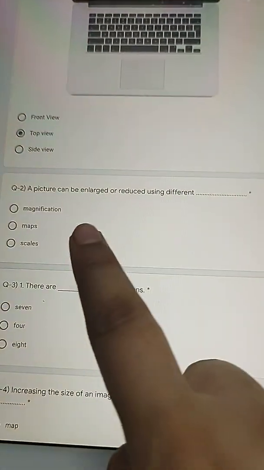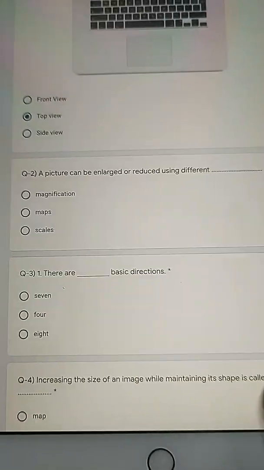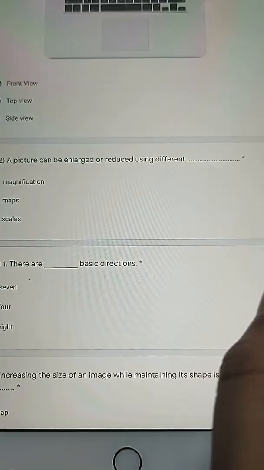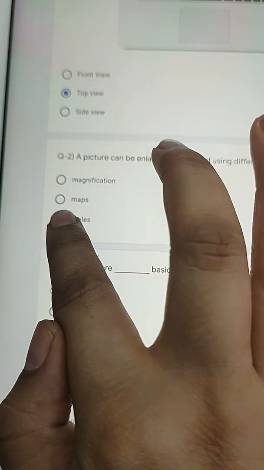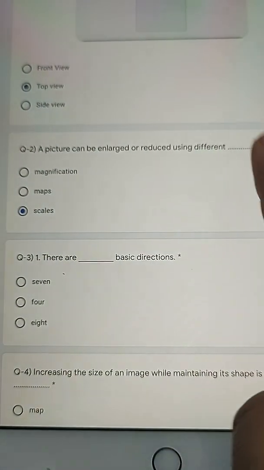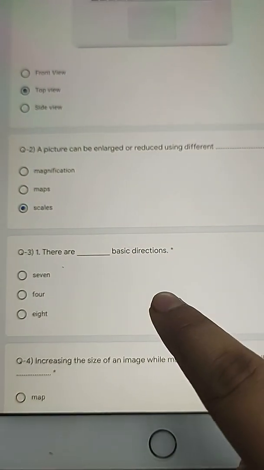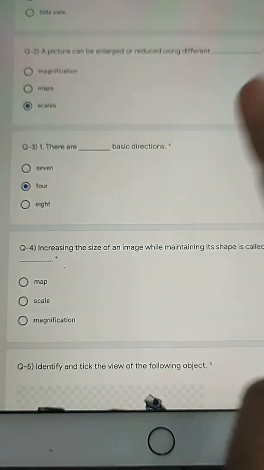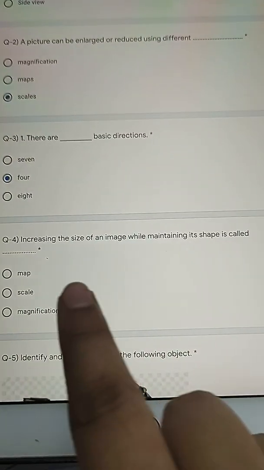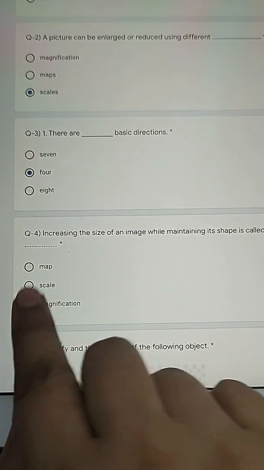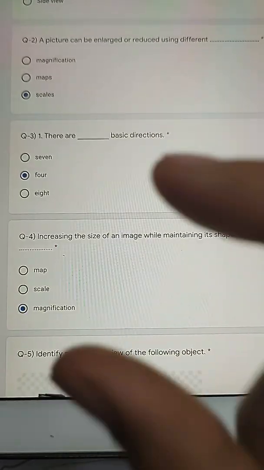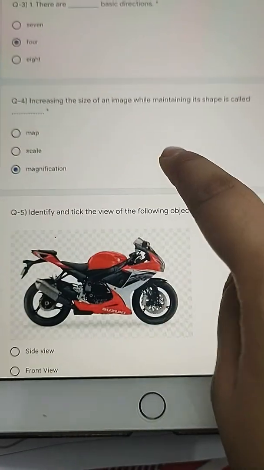A picture can be enlarged or reduced using different scales. You can make it smaller or bigger by using different scales. There are 4 different directions: north, south, east, west. Increasing the size of an image while maintaining its shape is called magnification. When you increase the image without changing the shape, it is called magnification.